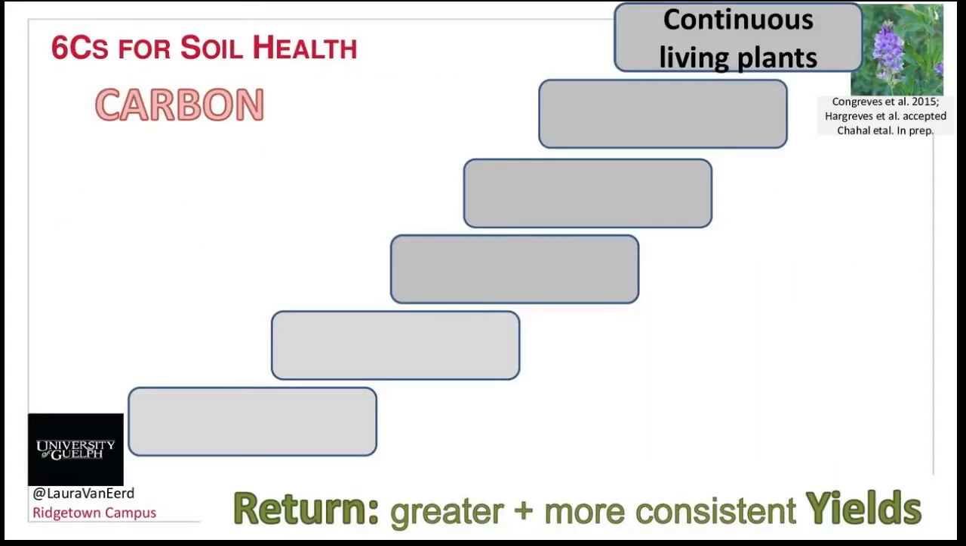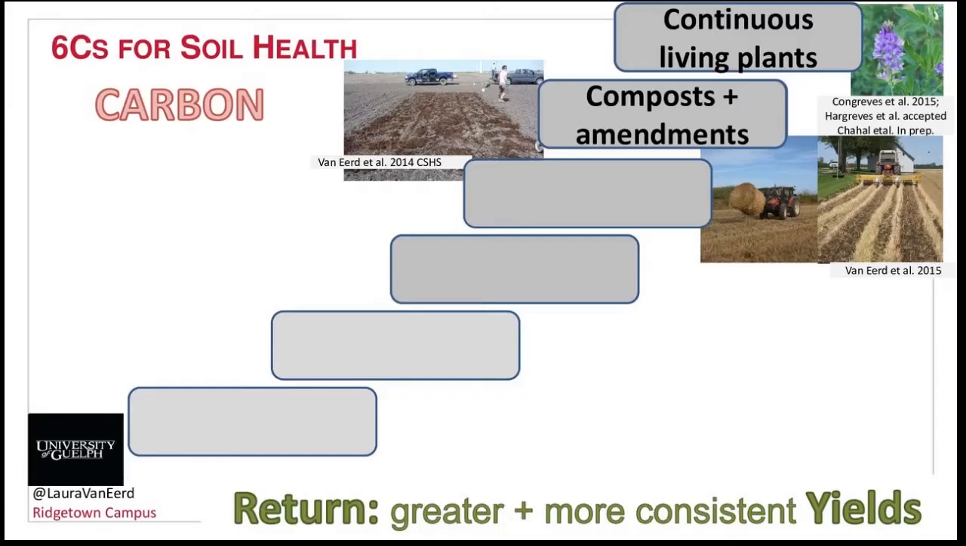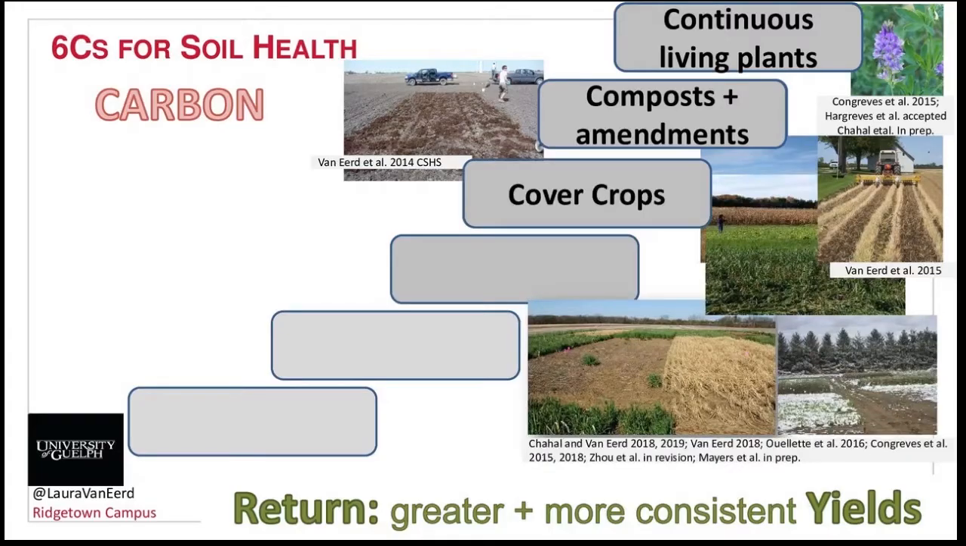Okay, so starting with these 6 C's for soil health. First one's continuous living plants. So you're thinking alfalfa, pasture, growing something, capturing sunlight through photosynthesis. Next up, compost and other organic amendments that you add to your soil. And I've put here a picture of keeping the crop residue in the field. Next, if you know me, you know I'm going to be talking about cover crops. So growing plants and capturing carbon in the off season.